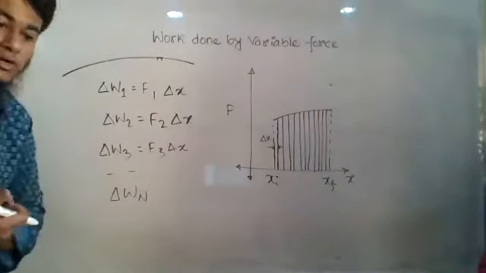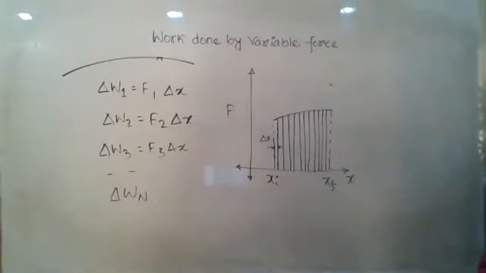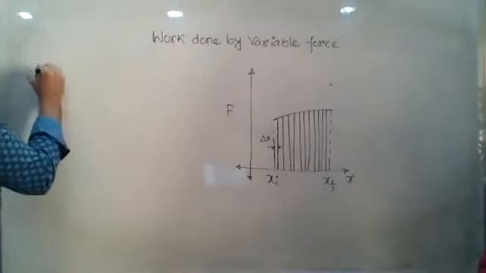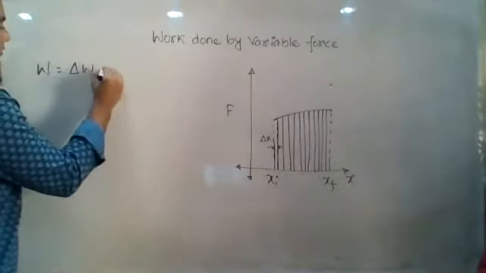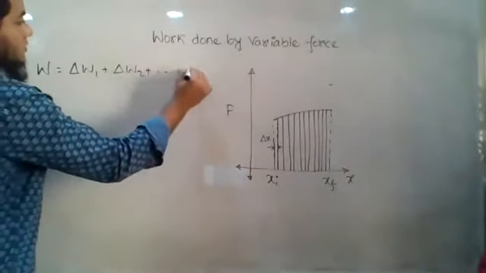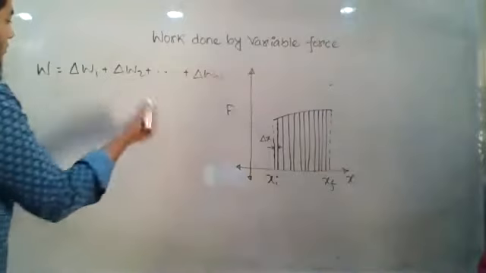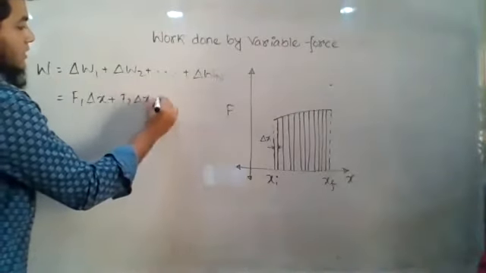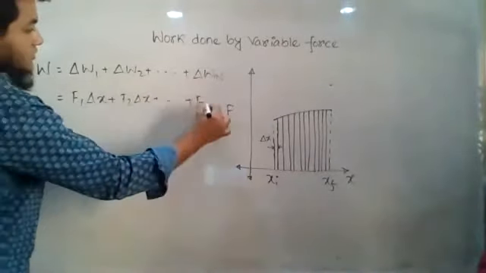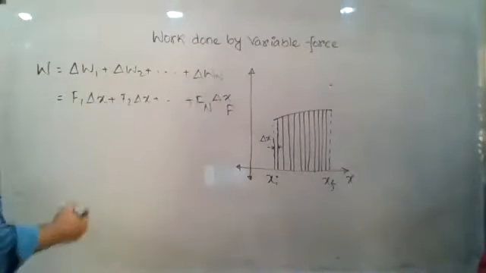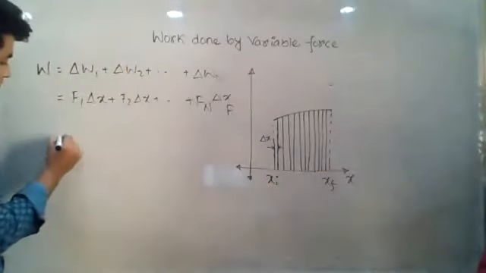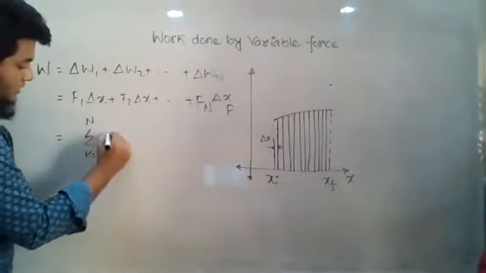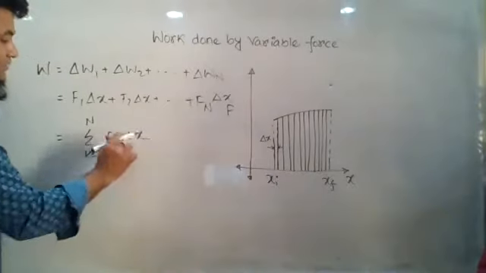If I want to get the total work done, I need to add them up, right? If I add them all, I will get the total work done, that is W. So W will look like delta W1 plus delta W2 plus, and it will continue up to delta Wn. Replacing the value of delta W: F1 into delta X plus F2 into delta X, and it will continue up to N, Fn into delta X. So this can be written as the summation of k equal to 1 to n Fk delta x. I can write it in this way, okay?